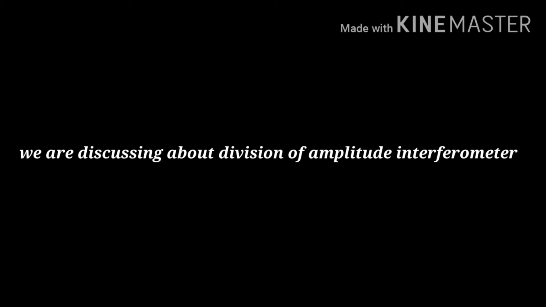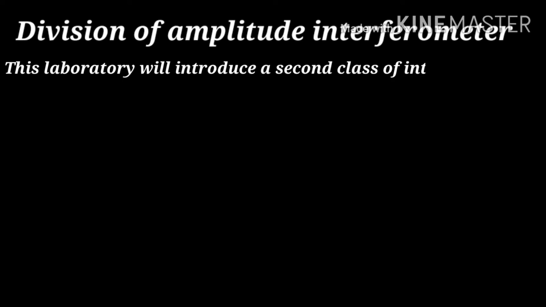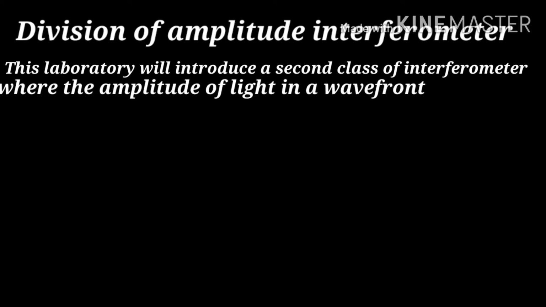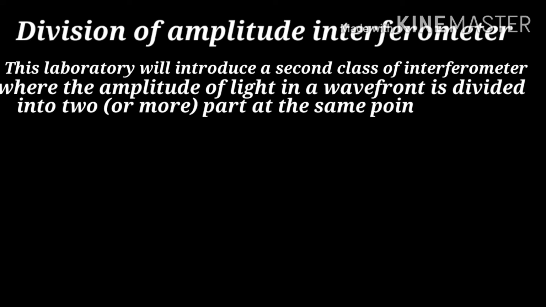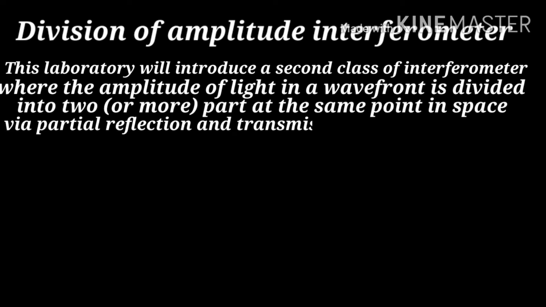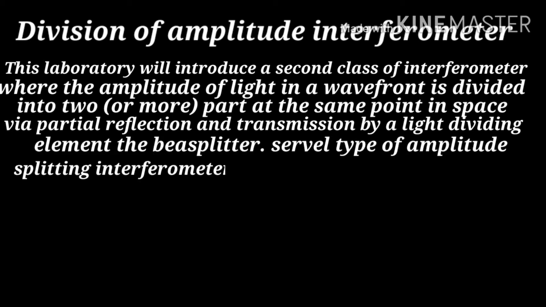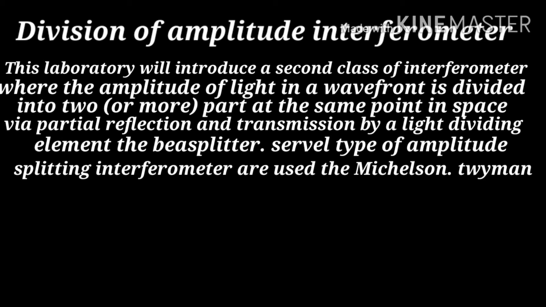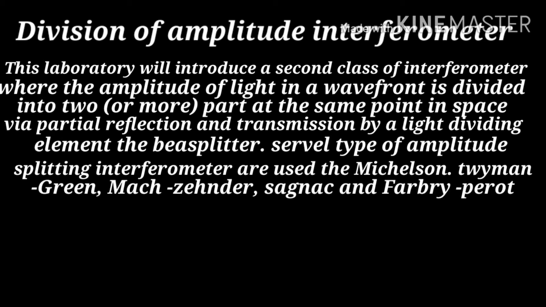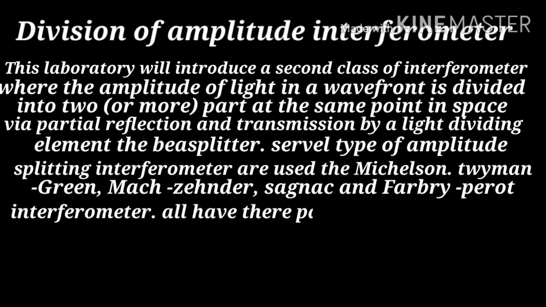We are discussing the amplitude interferometer. Deviation of amplitude interferometer: the laboratory will introduce a second class of interferometer, where the amplitude of a light wavefront is divided into two parts from the same point of source by partial reflection and transmission by a light dividing element, a beam splitter. Several types of amplitude splitting interferometer are used: Michelson, Twyman-Green, Mach-Zehnder, Sagnac and Fabry-Perot interferometers all have a particular application in optics.